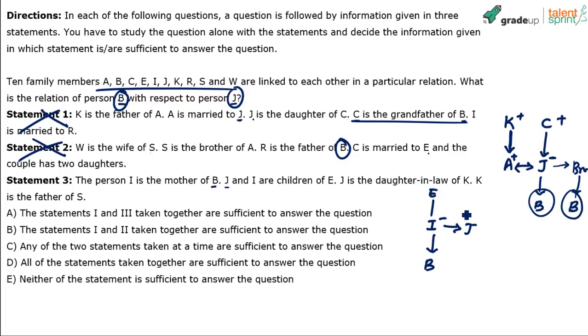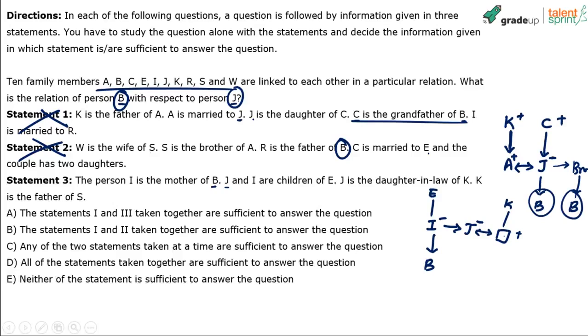J is the daughter-in-law of K. J is the daughter-in-law, which means J is a female. Daughter-in-law of K, which means J is the husband's parent's... J becomes the daughter-in-law of K, right? K's son's wife is K's daughter-in-law. So J is the daughter-in-law of K. K is the father of S. Now K is the father of S again. S need not come here. S may come here, or maybe K has 2 sons.